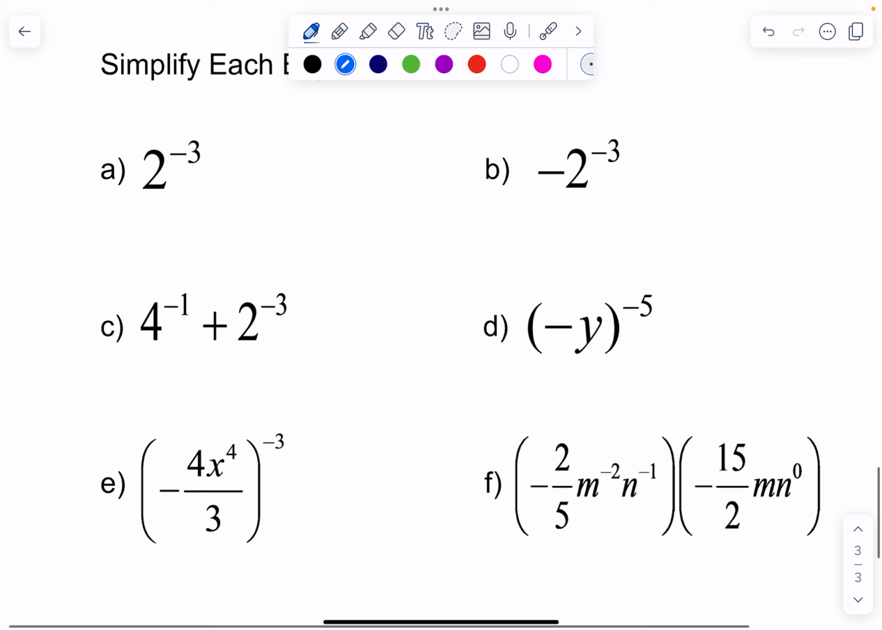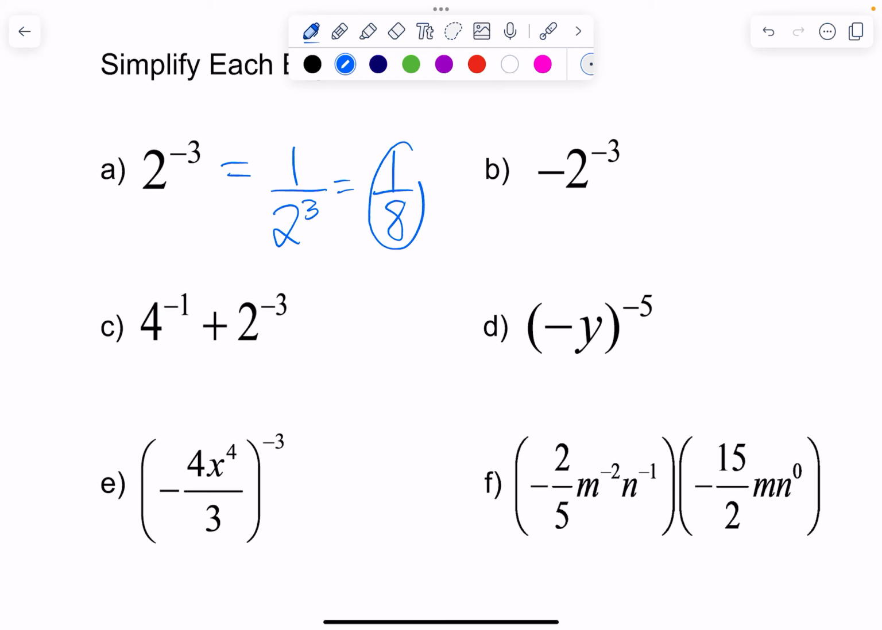2 to the negative 3rd power. Well, I'm going to go ahead and bring that down. So that's going to be 1 over 2 to the 3rd power, which is 1/8.